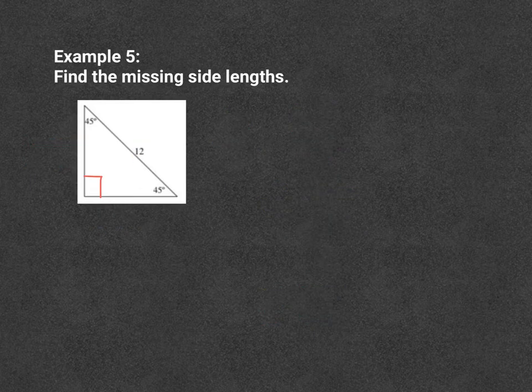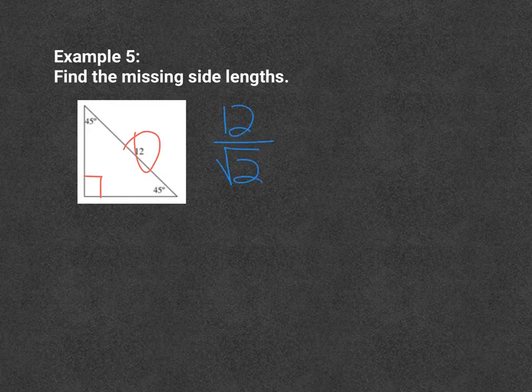Example number 5. Find the missing side lengths. So I notice that each of my legs are missing, and all I have is my hypotenuse, which is 12. In order to find the legs, we're going from hypotenuse to leg. So that means I'm going to go ahead and divide my hypotenuse by root 2. So I have my hypotenuse, which is 12, divided by root 2. I'm not allowed to have a radical in the denominator. In order to get rid of it, I'm going to multiply my numerator and denominator by root 2.